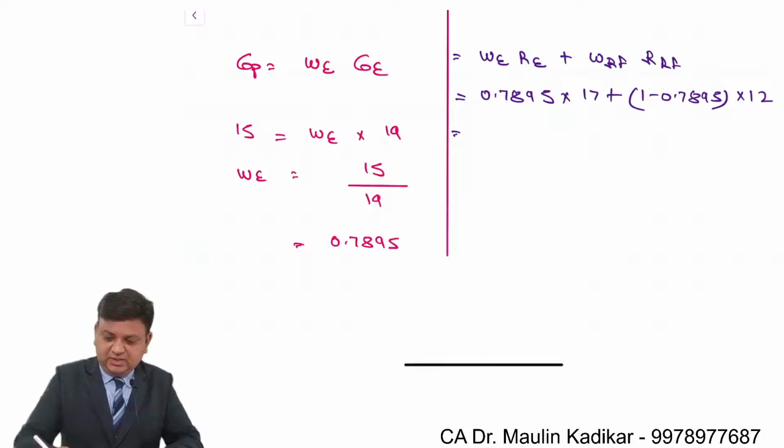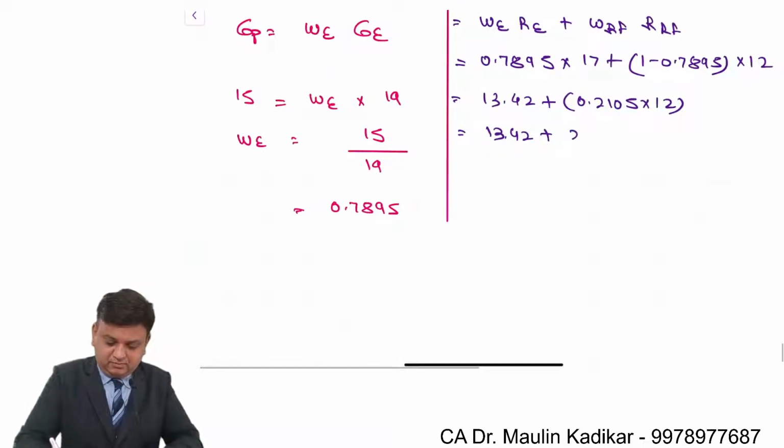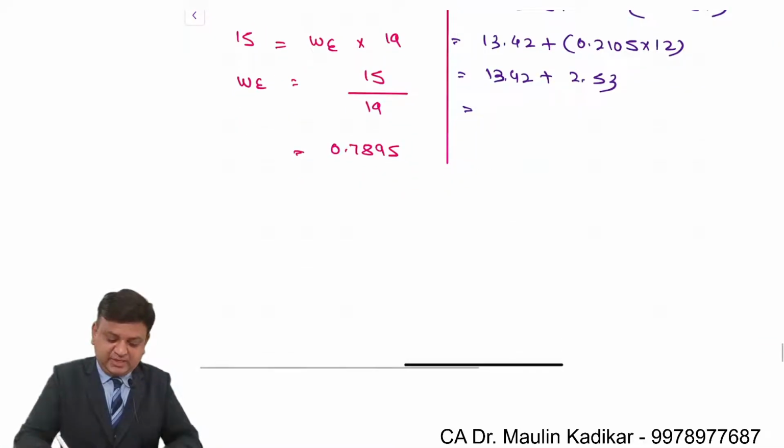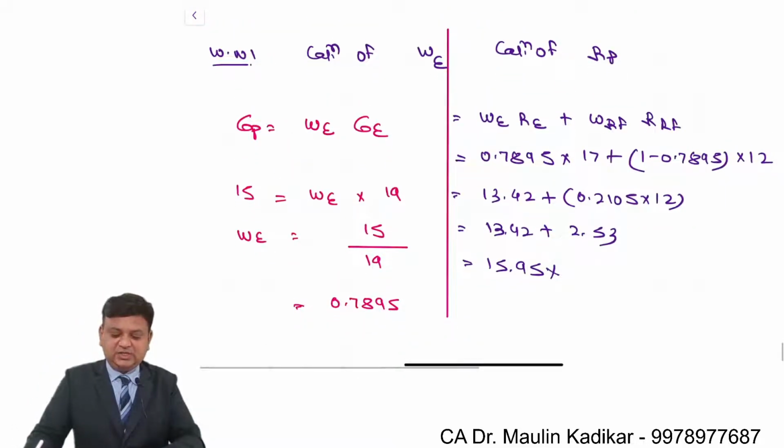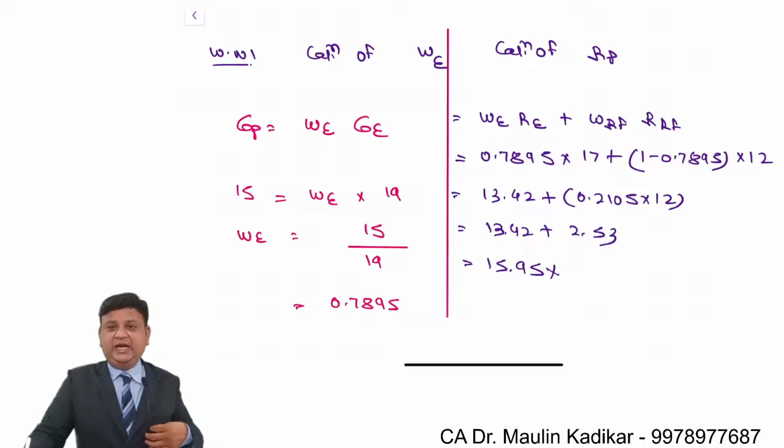0.7895 into 17, that is 13.42 plus 0.2105 into 12. 13.42 plus 2.53. Final answer is 15.95 percentage. So you should invest in both the securities in this proportion so that standard deviation of portfolio will be 15 percentage, and at that point of time return of your portfolio will be 15.95 percentage.